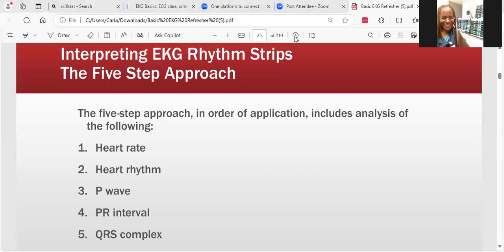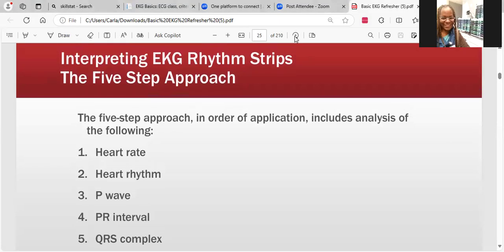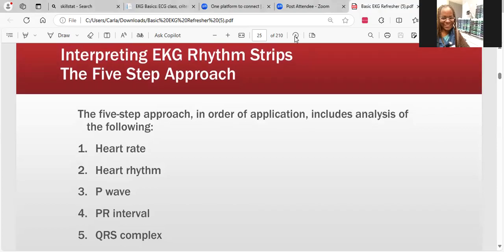So we've got the 5-step approach in order to interpret EKGs. We should be looking at the heart rate. What is the rhythm? Is there a P wave? What's the PR interval? And what is the QRS complex doing? These steps should be followed when you're doing EKG interpretation. We're going to talk about how we determine the heart rate, the rhythm, the P wave, the PR interval, and the QRS complex.